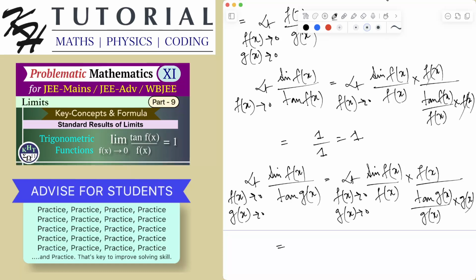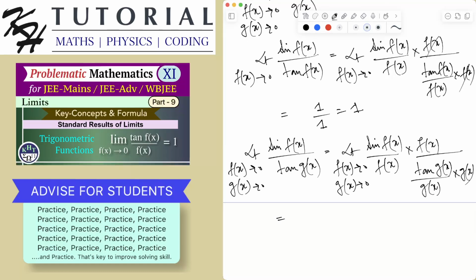Now the limiting value of sin f(x) by f(x) when f(x) tending to 0 is 1, and also the limiting value of tan g(x) by g(x) when g(x) tending to 0 is 1. So this becomes limit f(x) tending to 0, g(x) tending to 0, f(x) by g(x). Hopefully in most cases you will be able to solve this problem because it is of the form 0 by 0. So this is all about the fundamental concepts and the standard results of sin x by x and tan x by x.